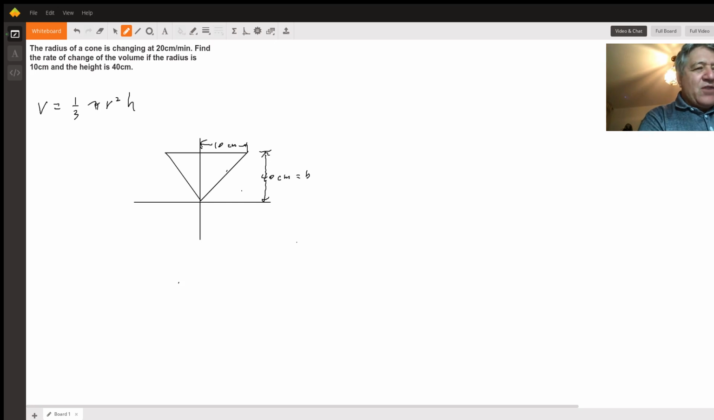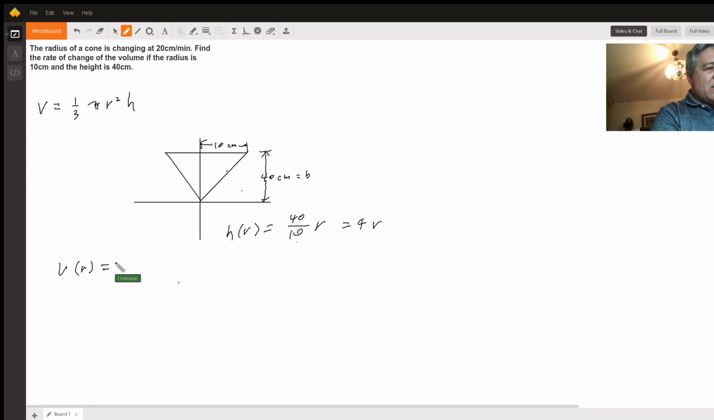So, first of all, we get this relationship. We could say h of r does equal to, back how you get your height, which is 40 over 10. That's your slope, and then times r. That's equal to 4r. Now we can substitute back into our equation. We could say volume as a function of r does equal to 1/3 pi r squared times 4r, and that's equal to 4/3 pi r cubed.